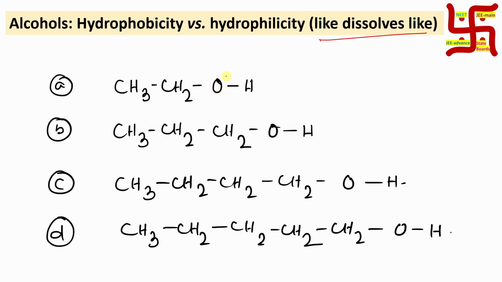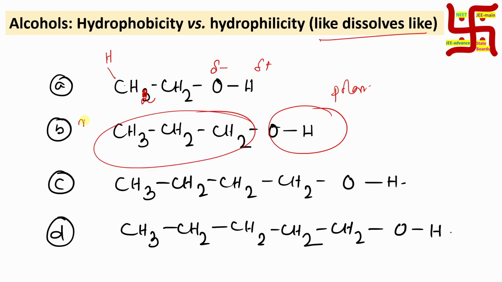So here there is an OH bond. Because of the electronegativity difference, this bond is polar, delta minus, delta plus. Actually, C-C is non-polar and C-H is actually very less polar. Why? Because the electronegativity difference is very low. So if you look at this part, for every alcohol, it is polar and this part is non-polar.